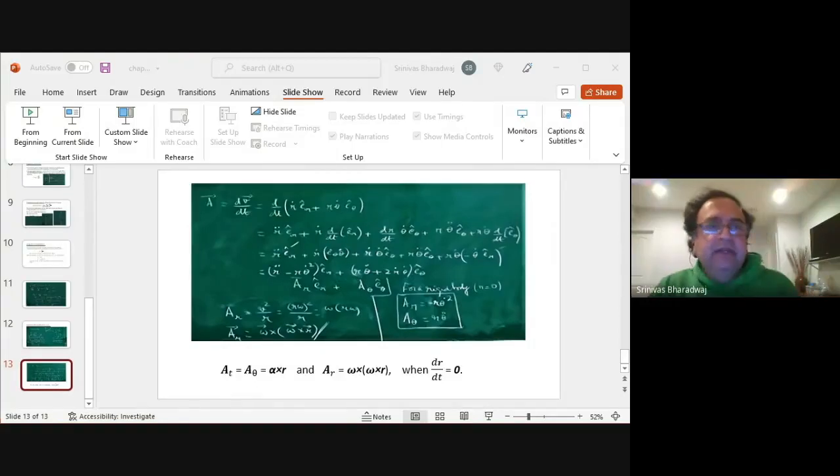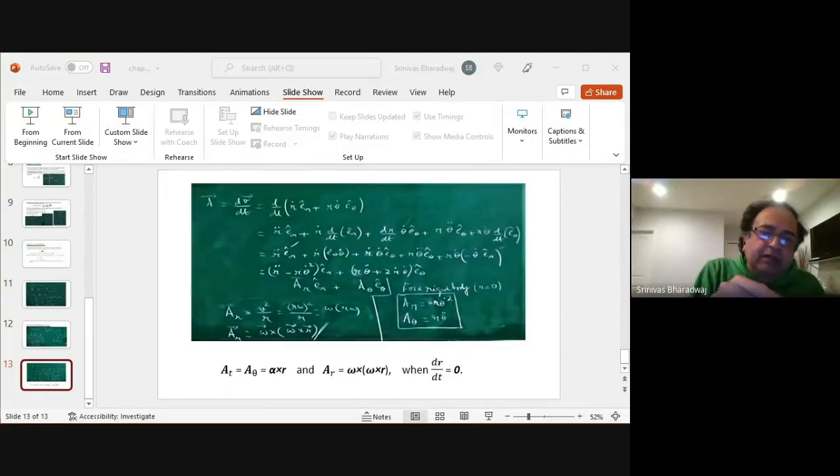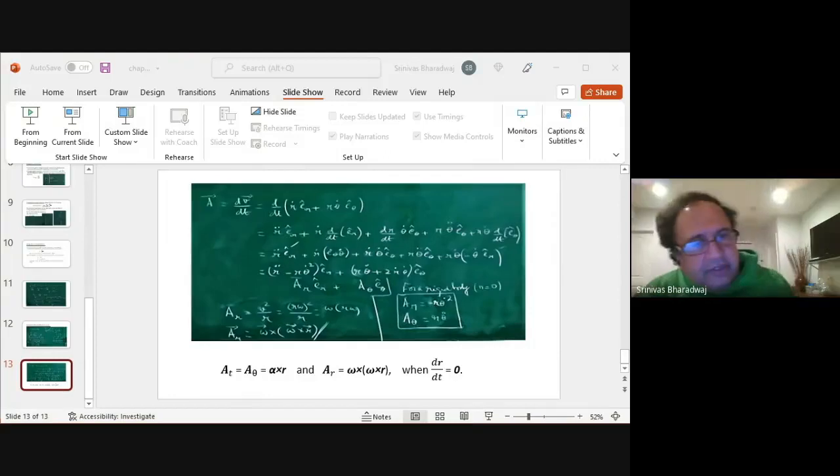Then we introduced the case when something is going faster and faster. We said alpha cross r is the tangential acceleration. Something is going in a circle, and its velocity is changing. Even in uniform circular motion, its velocity is changing, not in magnitude but in direction. Therefore, if you take v1 minus v2, that gives you delta v, and delta v by delta t will actually be radial, in the same direction as r.